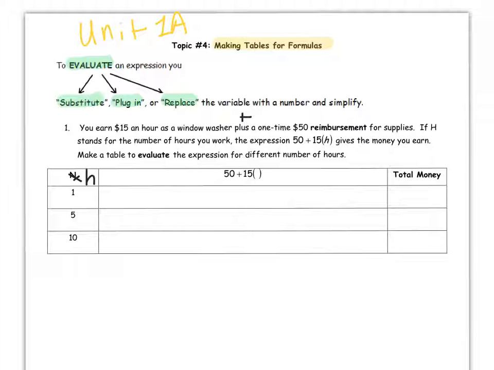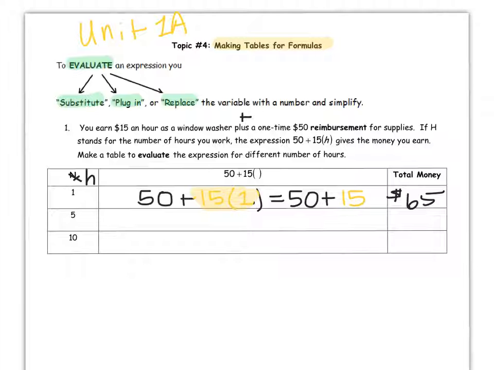So here's our formula. Up here we have 50, that's our one-time reimbursement fee, and then we add to that $15 times however many hours we worked. We worked 1 hour in this example. Let's see what this is. It's 50 plus, we have to do order of operations. Remember, order of operations says we do 15 times 1 first. So 50 plus 15 times 1 is just 15, and 50 plus 15 is 65. So we get $65 if you work 1 hour. That's a pretty good gig. I would like to get paid $65 to work 1 hour.